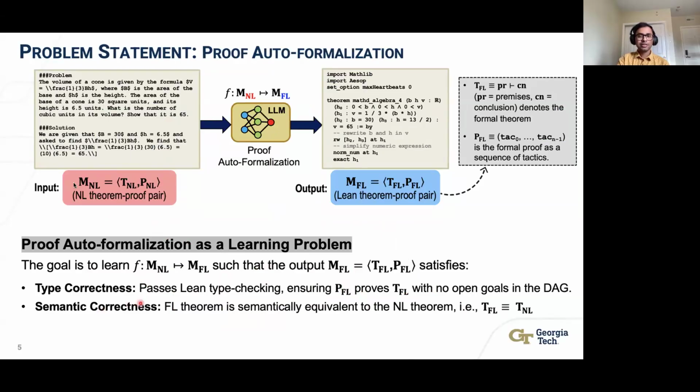One is type correctness. So the Lean proof should pass all type checks, ensuring it actually proves the formal theorem with no open goals in the DAG or proof tree. And second is semantic correctness. So the formal theorem has to be semantically equivalent to the original natural language theorem. So in short, the system should translate both theorem and proof from a natural language to a formal language like Lean, and it should preserve both logical validity and the semantic meaning.